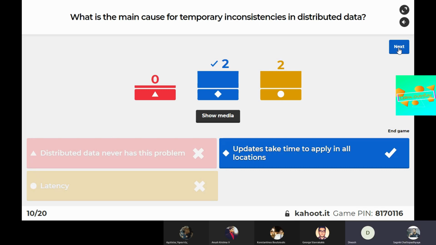Okay, so for distributed data, latency is not an issue, because latency can be controlled over distributed data. The main cause that comes up is that it takes time to update in all locations. That comes as the main cause. If you just go through the learn path, you can easily figure out, because the learn path explains in detail with many other examples why this is the main cause of the inconsistency in distributed data. All right.